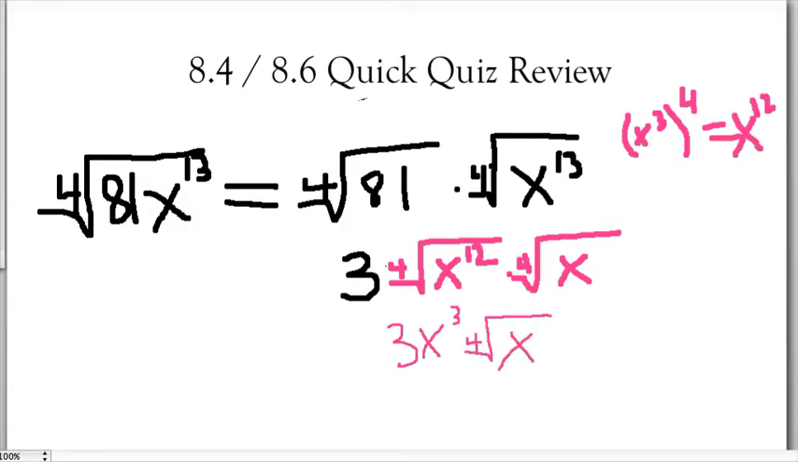Done. That's as simplified as I go, and I can't take the fourth root of x. If this exponent, which is a 1, is less than the n, the index, you're done. Coolio. Next.